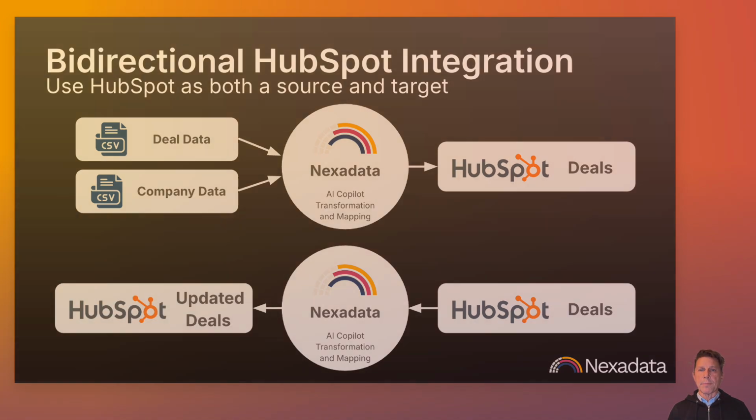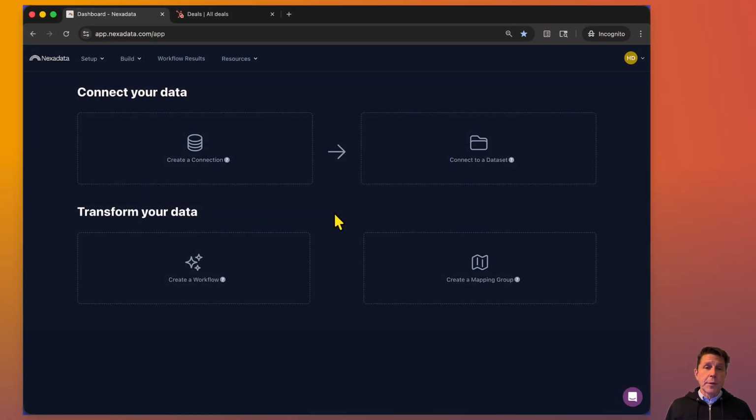Let's jump in. Now that you've learned a bit about Nexadata, let's provide a demo. What you're looking at right now is the Nexadata home screen. And from here, we can create connections to various applications. And once we have a connection, we can create data sets from those applications. And then we can add data sets to a workflow.